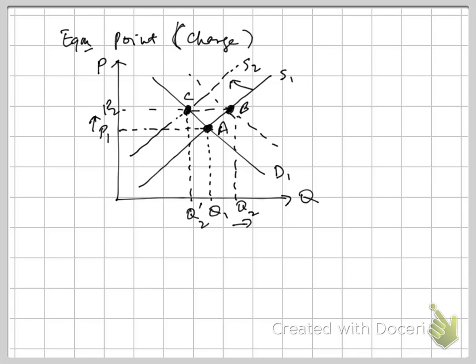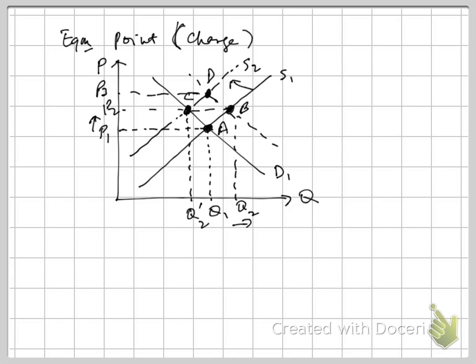Now if both of these happen, as you can see, we end up at this point D. So quantity remains the same for this particular example, but price still goes up to P3.